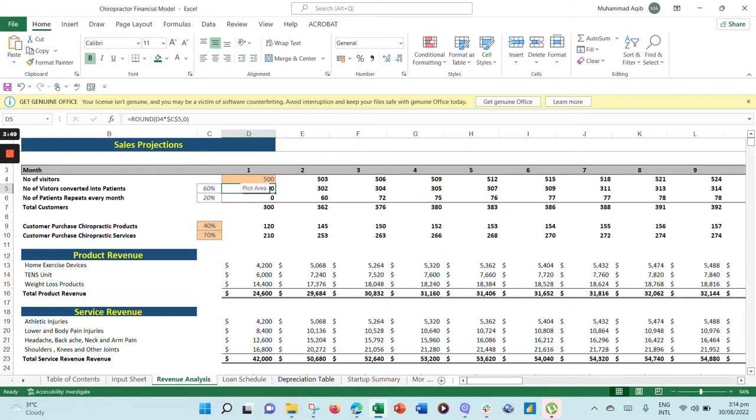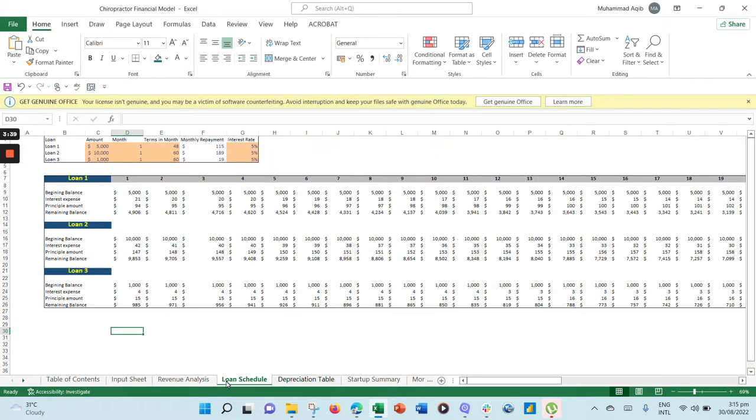For instance, if the number of visitors is increased, however, the products being bought is decreased by 10%, the revenue is decreased. Moving on to the loan schedule, the loan schedule allows the chiropractor to manage its loans. This will allow the chiropractor to have knowledge about the loans taken as well as the interest expense and principal amount being paid to the lender. This will also allow the chiropractor to manage its expenses and allow its books to be fairly represented.